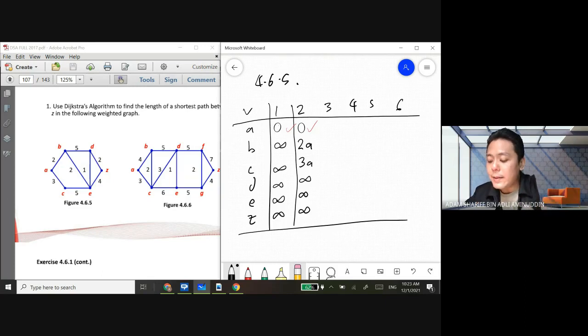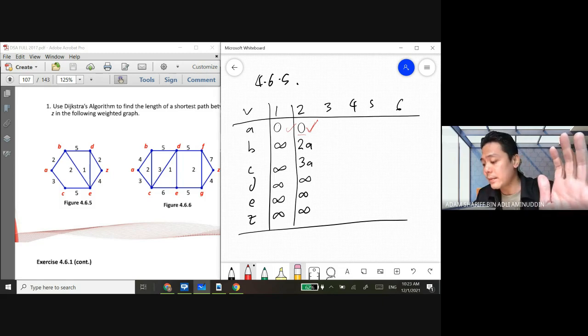Okay, adjacent kepada yang dah dipilih oleh warna merah ini. Okay, we lock it, the visited nodes we call. Okay, when we are already at this point, to generate the column, we look at the adjacent vertices. We find the minimum distance from that particular adjacent vertices. A. Sebab tu dia dari A, A. Okay?